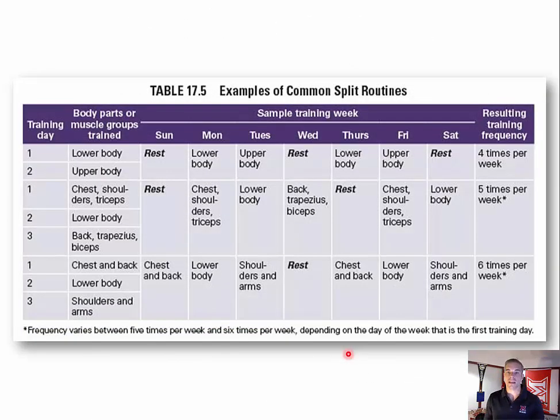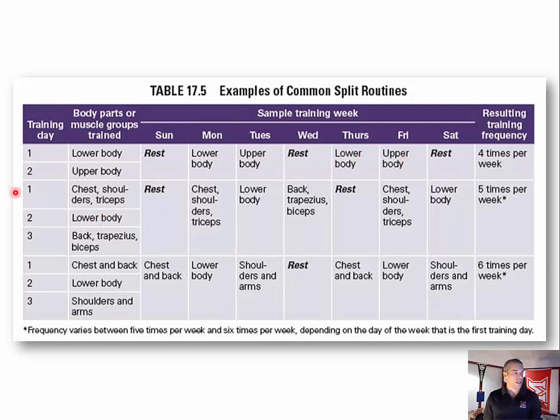So many individuals and athletes may choose to do a split routine. So what we see here are various examples of common split routines. So for this first one here, you've got training day 1 and 2. Day 1, focus on the lower body. Day 2, focus on the upper body. So the athlete may split up their routines in this manner, with the resulting training frequency being 4 times per week. So performing lower body exercises on Monday and Thursday, and upper body exercises on Tuesday and Friday.